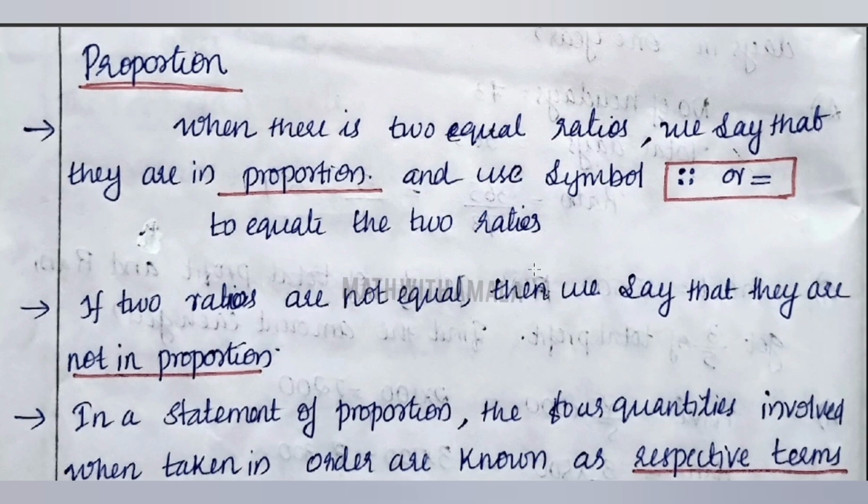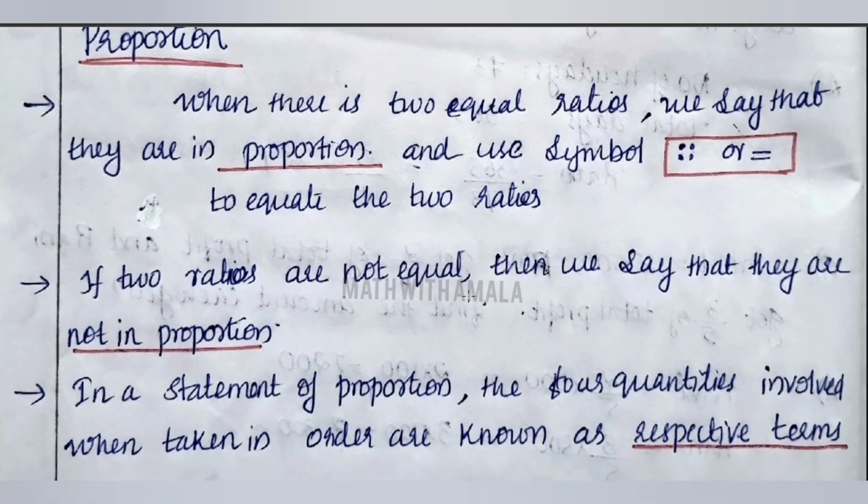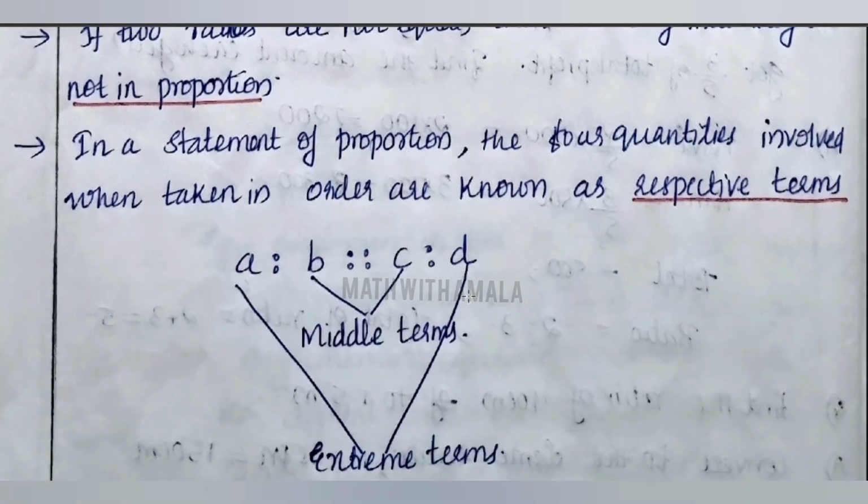Proportion means when there are two equal ratios, we say that they are in proportion. Here again we are getting the comparison and we use the symbol double is to, or equal to, to equate the two ratios. If two ratios are not equal, then we say that they are not in proportion.